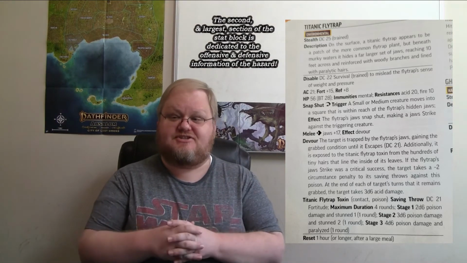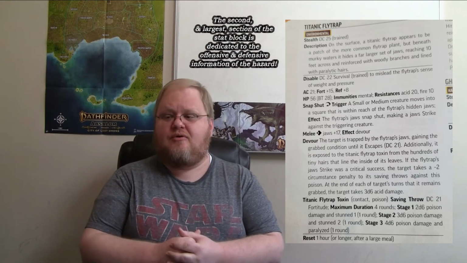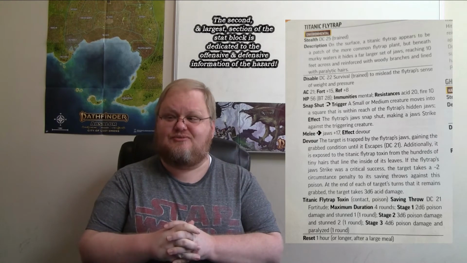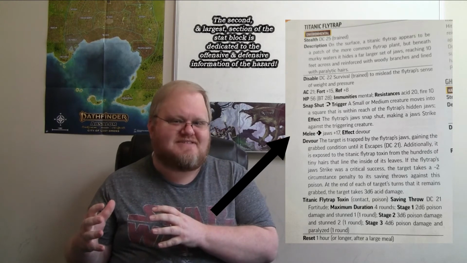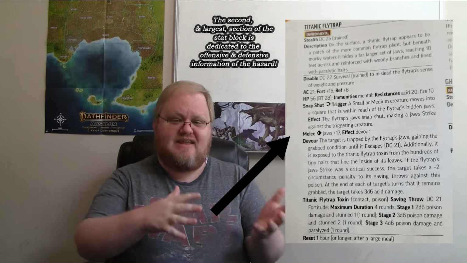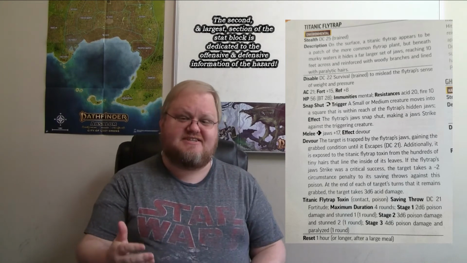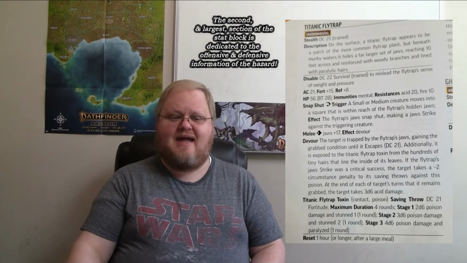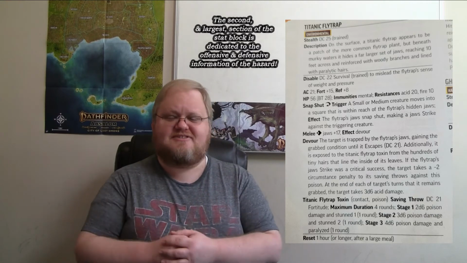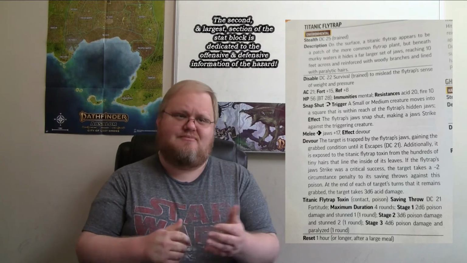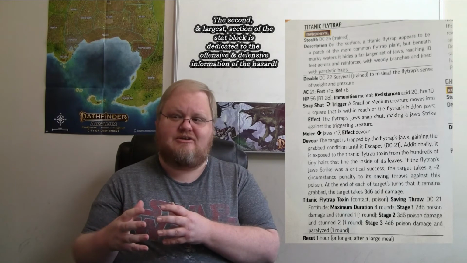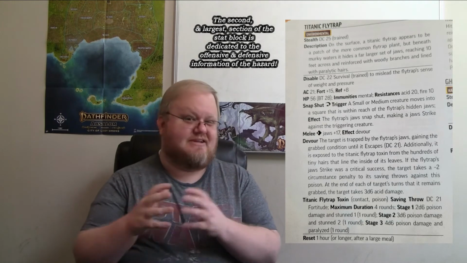But now that we have finished the first section, which is finding the trap, we move on to the second section, which is kind of the dealing-with-the-trap section, which is going to deal with the defensive and offensive statistics associated with the trap. And this is kind of the main body of the stat block. It's also the majority of critical information that you're going to be using when running a hazard encounter.